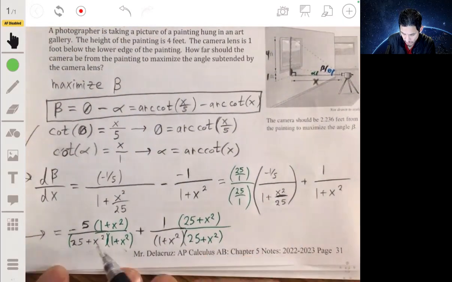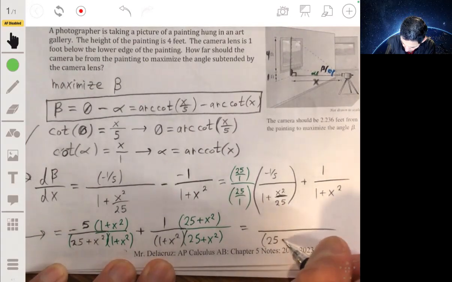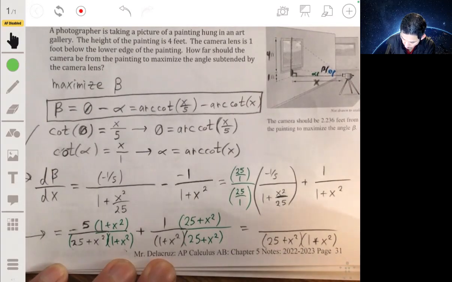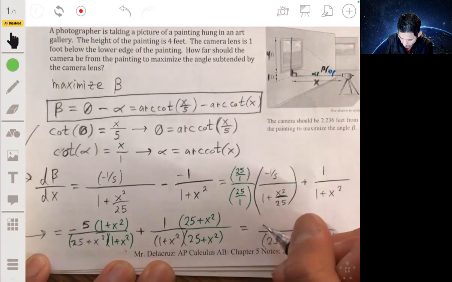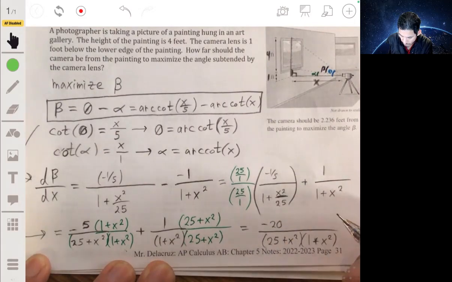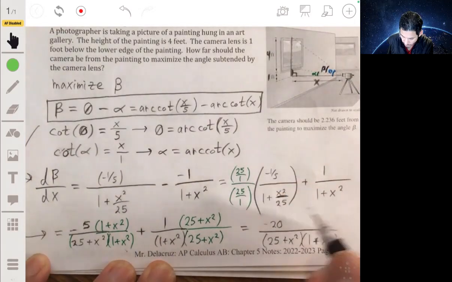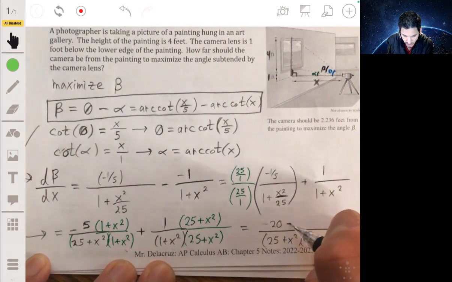And then so the whole thing will be all over 25 plus x squared times 1 plus x squared, all over a negative 5 plus 25, or positive 20, I guess, which will be a positive 20. And then negative 5 times an x squared, so negative 5x squared, plus a 1 times x squared, so 20 minus 4x squared.